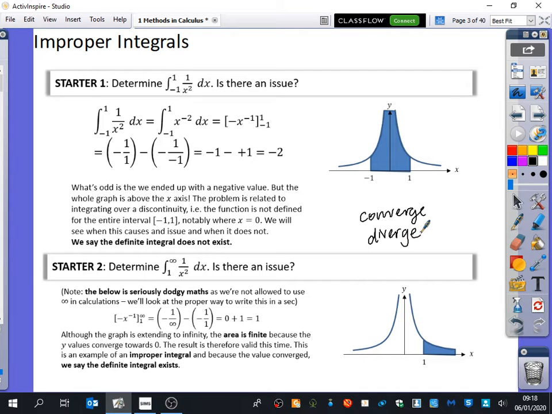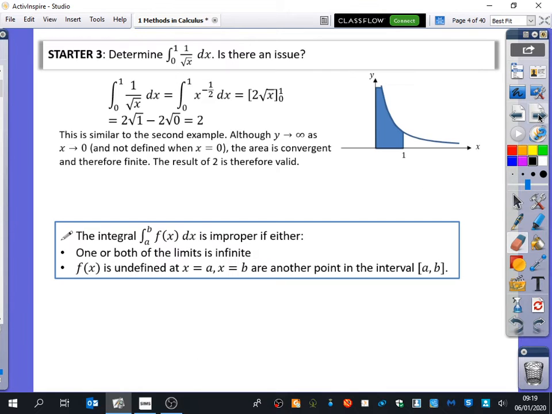Yeah. So if something diverges, I'm trying to think when we've done it, maybe when we did series, obviously the sums of series can often be divergent because they don't actually sum to a particular value, whereas you can have sums of series that converge to particular values. Then there's another type of one that we might look at, and it says here we're going to determine the integral of 1 over the square root of x between 0 and 1 with respect to x.